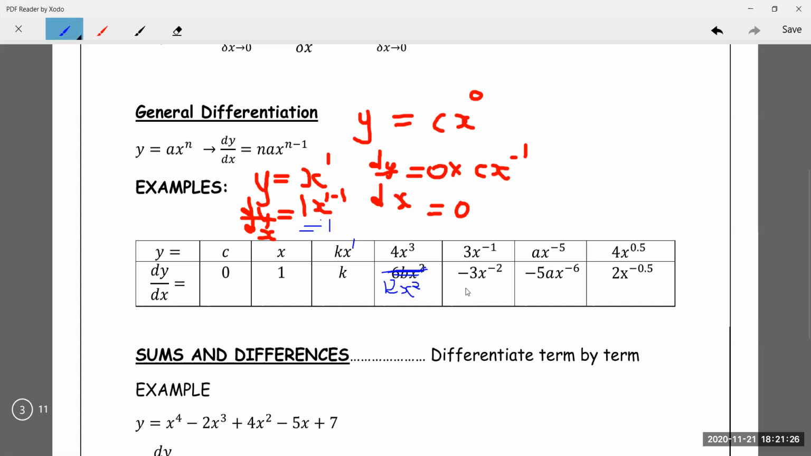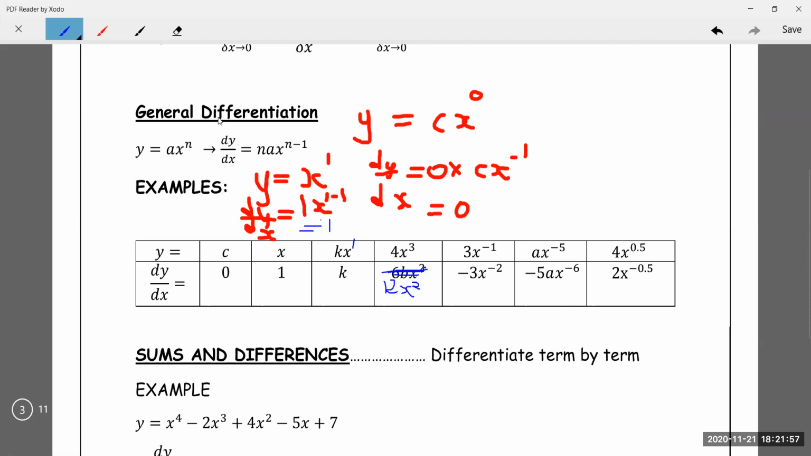Yes, sir. Yes, it's right. Very good. Now, is this one correct? Yes, sir. Nice, because we bring down the power first. Nice. Is this one correct? Yes, sir. Very good. Nice.